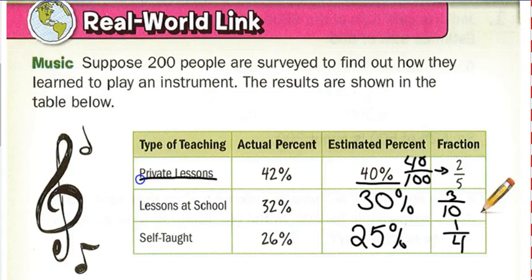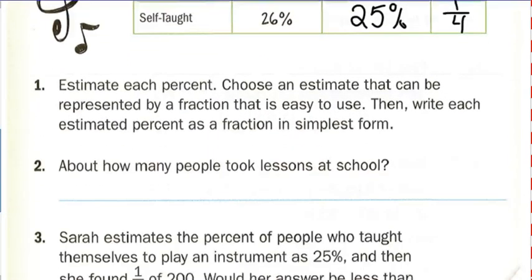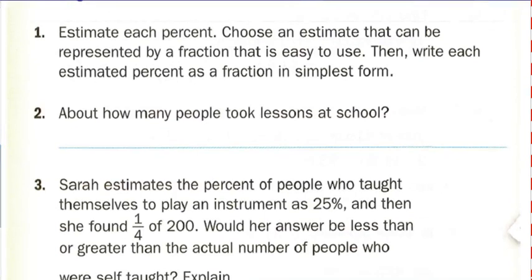Okay, so we can see that if we round these percentages to easier numbers, then they become pretty simple for us to turn into fractions. You can even do it in your head a lot of times. All right, so it says estimate each percent. Choose an estimate that can be represented by a fraction that is easy to use. Then write each estimated percent as a fraction in simplest form, which is exactly what we just did.